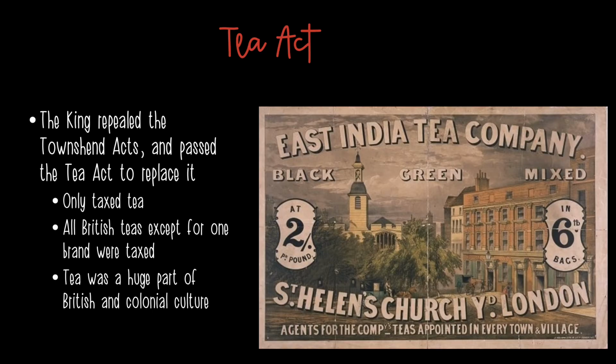As more taxes were collected, the colonies became more and more upset. In order to diffuse some of the tensions, the king repealed most of the Townshend Acts, leaving only the Tea Act in 1773. This act taxed all but one brand of British tea, and tea was a huge part of the colonist culture, so this didn't go over well in the colonies.